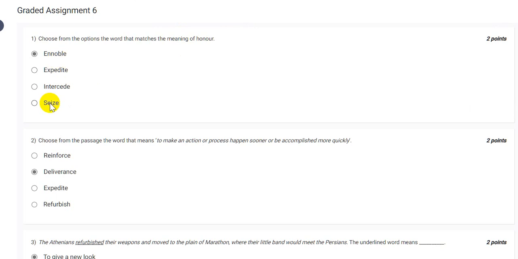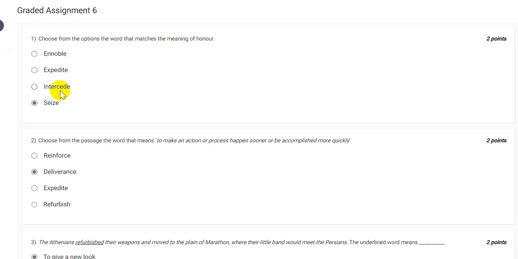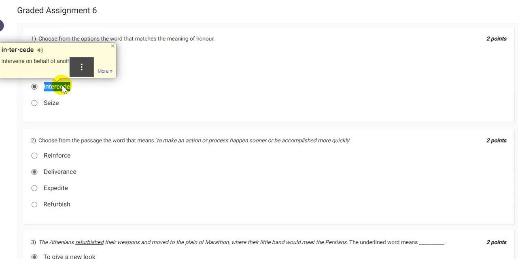Let us go through the other options, okay? Seize. Seize, you know, seizing some items, the customs seized something, right? Take hold of suddenly and forcibly, right? Seizing your items, the principal seized your mobile phone as you were using it in the class. What is this? Intercede. Intervene on behalf of another. Intervene on behalf of another. Intercede.